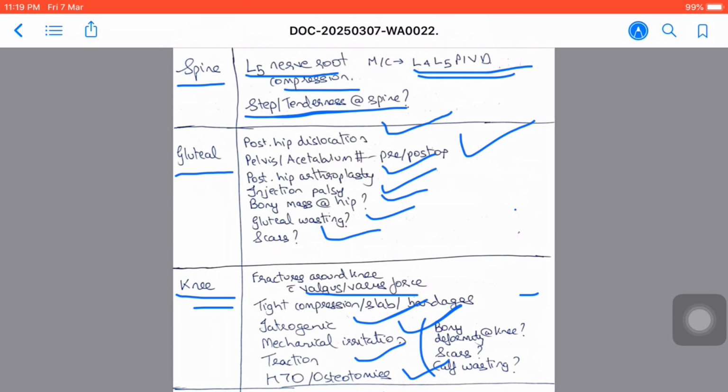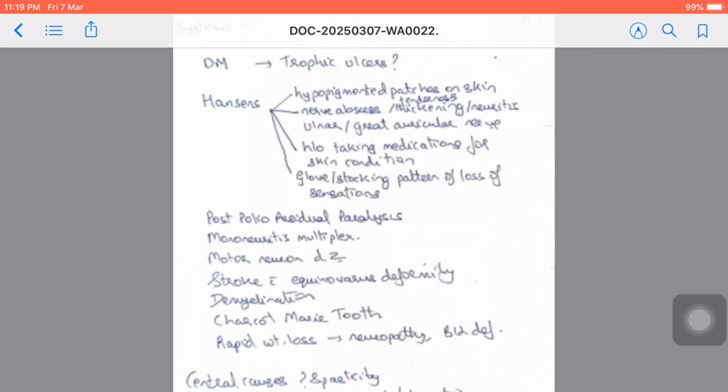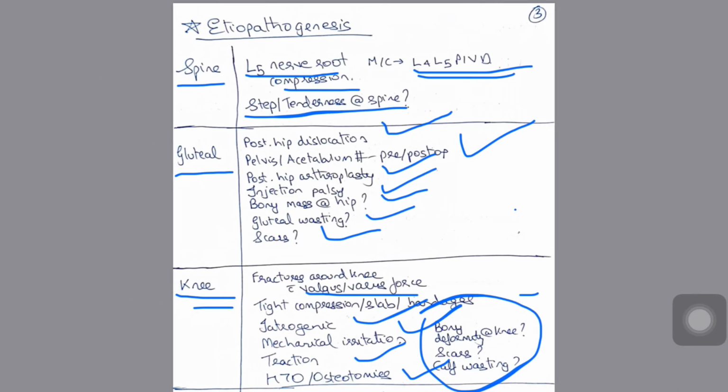So what do you look for when you are suspecting an injury around the knee? You look for a bony deformity at the knee. Additionally, you look for any scars or calf wasting. So most commonly these are the possible etiologies around the knee.